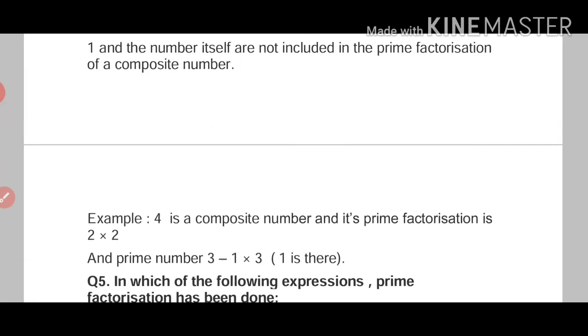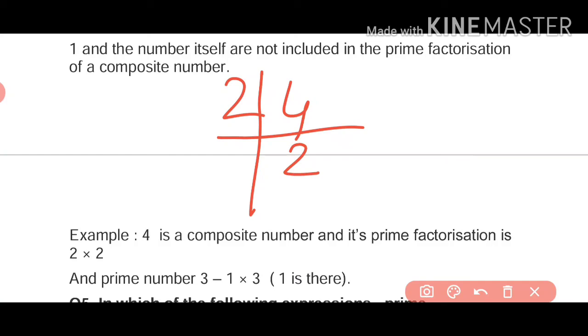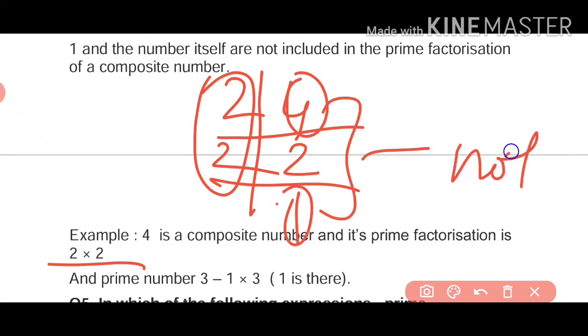We will see a composite number. So we know that 2 and 3 are prime numbers, and 1 is neither prime nor composite, so 4 is a composite number. And we will find the prime factorization of 4. So 2 2s are 4, 2 1s are 2. You can see that the prime factorization of 4 is 2 multiply 2. And which number is not included here? 1. And itself, means 1 and 4 are not included in the prime factorization.